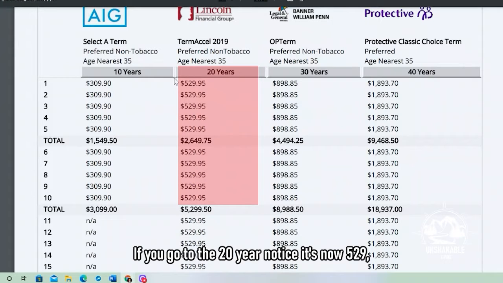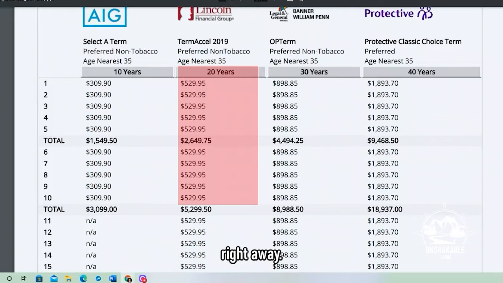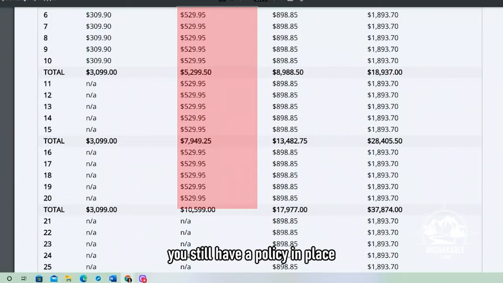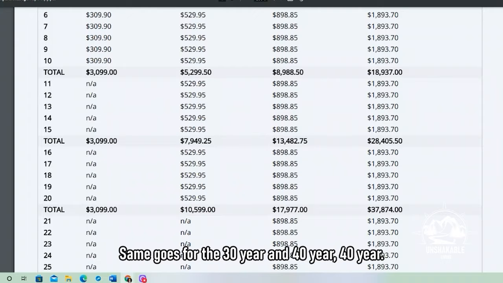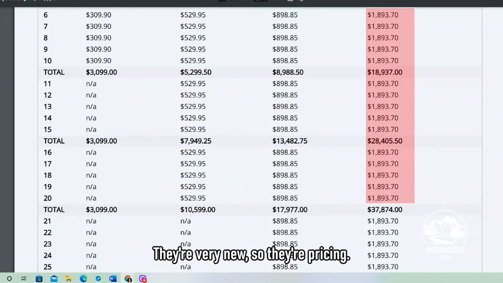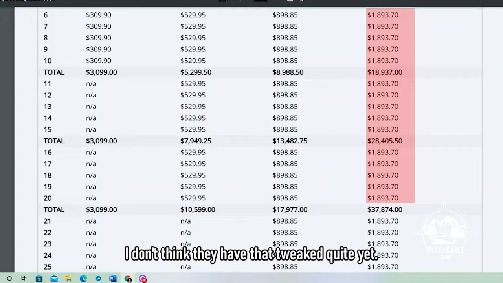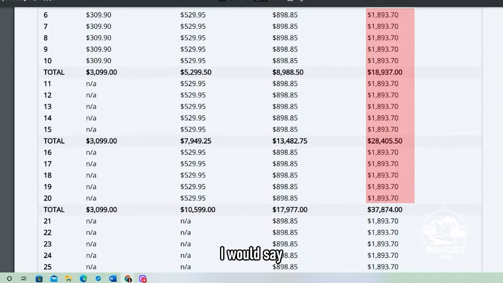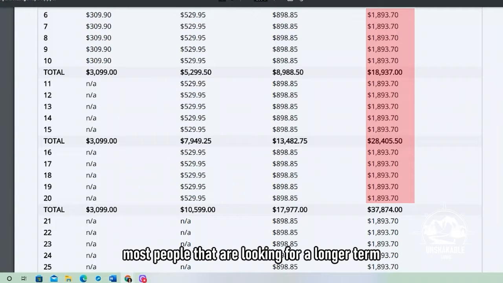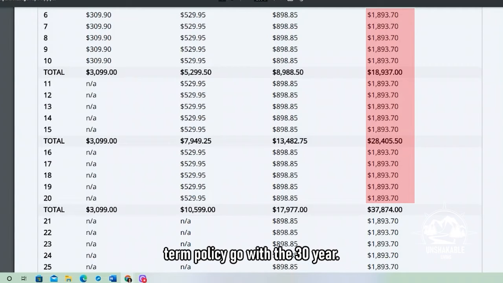If you go to the 20-year, notice now $529, so more than what it is on the 10-year right away, but again, after the 10 years are up, you still have a policy in place for the full $1 million all the way until, in this case, the person would be 55. Same goes for the 30-year and 40-year. 40-year, they're very new, so their pricing, I don't think they have that tweaked quite yet. I would say most people that are looking for a longer term policy go with the 30-year.